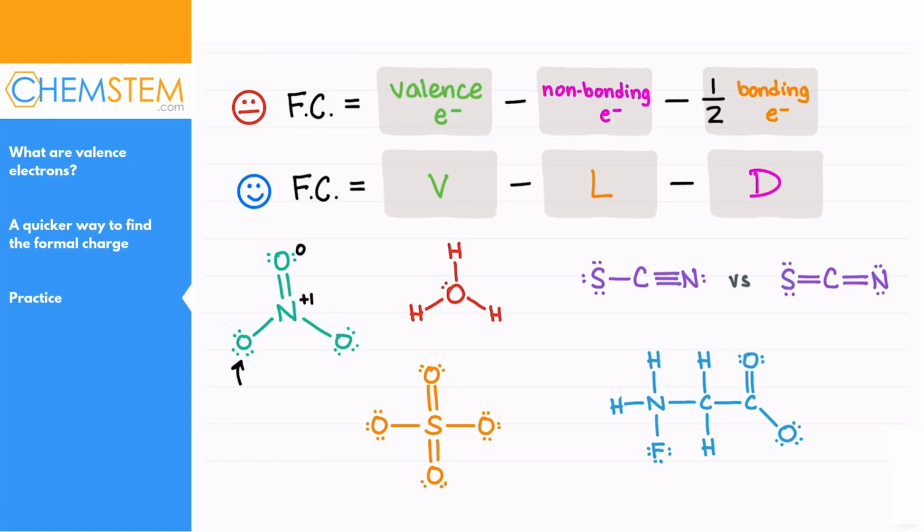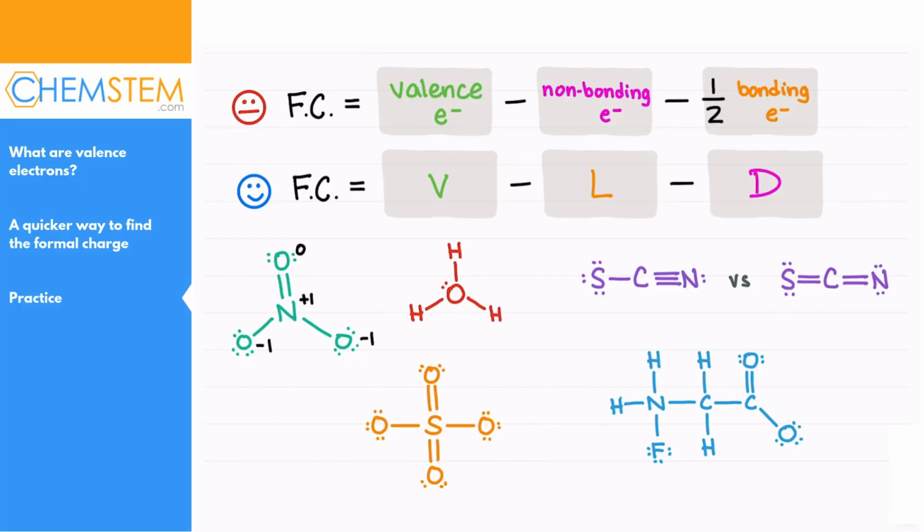So this oxygen here has 6 valence electrons all the time because oxygen is in the 6th tall family or tall group. And then we're going to subtract away the number of lines, just 1, and the number of dots, there are 6. So 6 minus 1 minus 6 is going to give this oxygen a negative 1 formal charge. And this oxygen is also going to have a negative 1 formal charge.